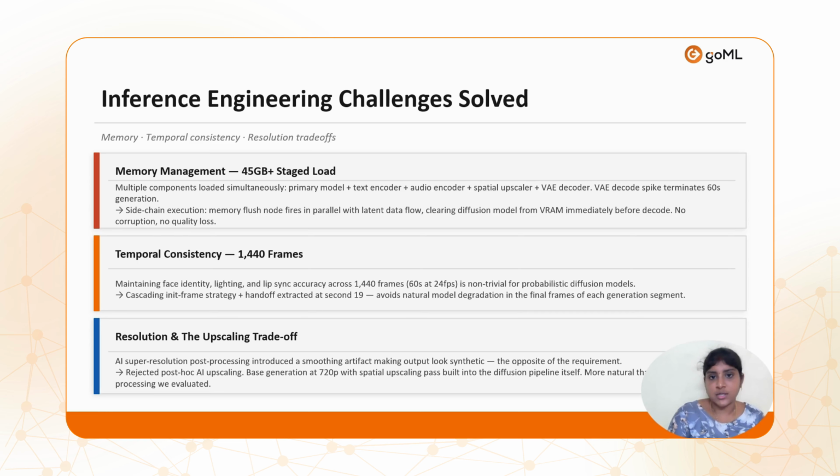Second one is the temporal consistency across 1440 frames. Diffusion models are probabilistic. The cascading chunk strategy addresses this, but the handoff frame selection is at 19 seconds, not 21. The model's coherence degrades in the final frames.